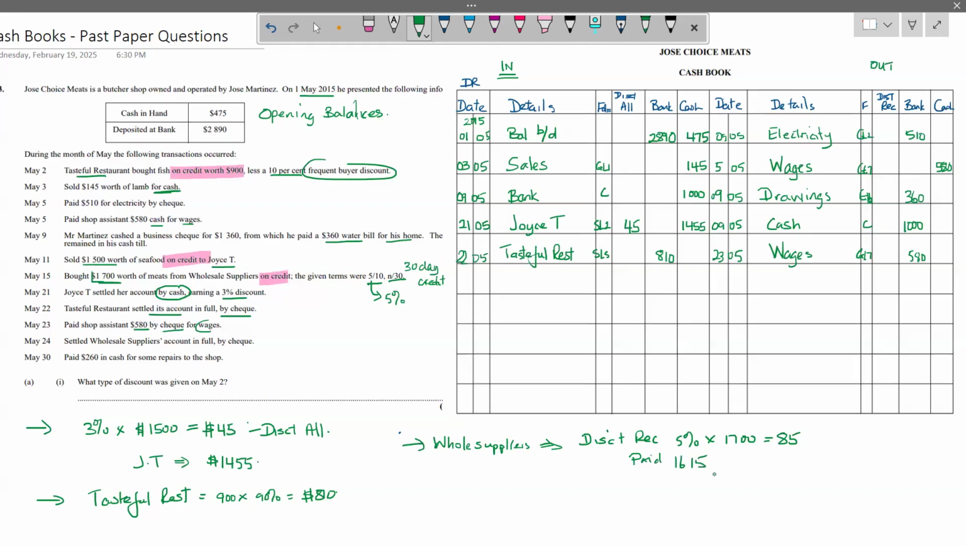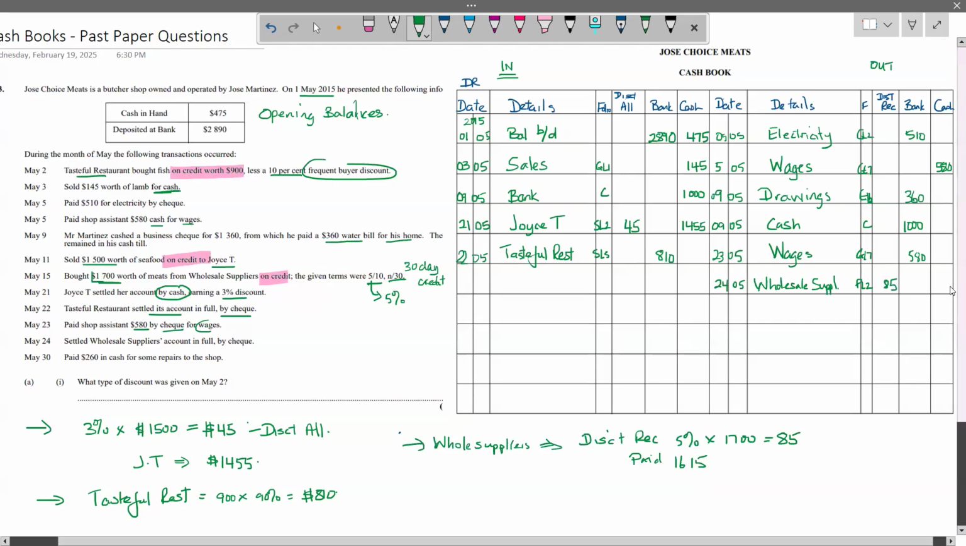Right? So what date is that? 24th of May. Wholesale suppliers. I'll just abbreviate, right? This will be in our purchases ledger. We have a discount received of $85, and the remainder money that we paid is by check. So right now on our bank column, we're going to put 1615.